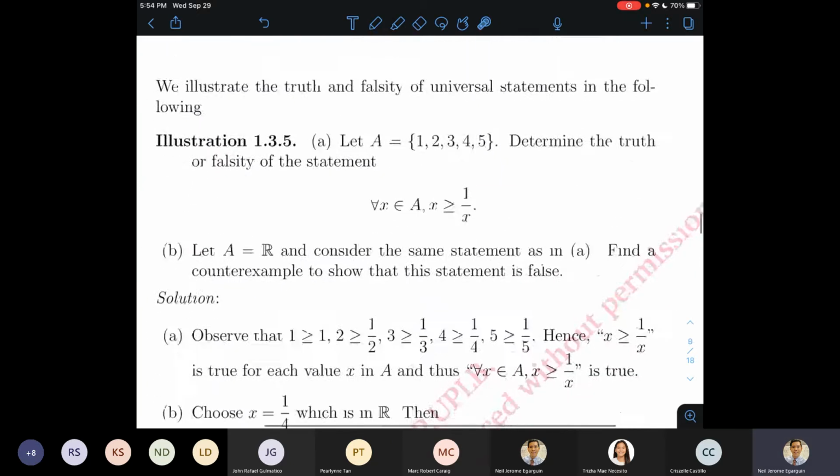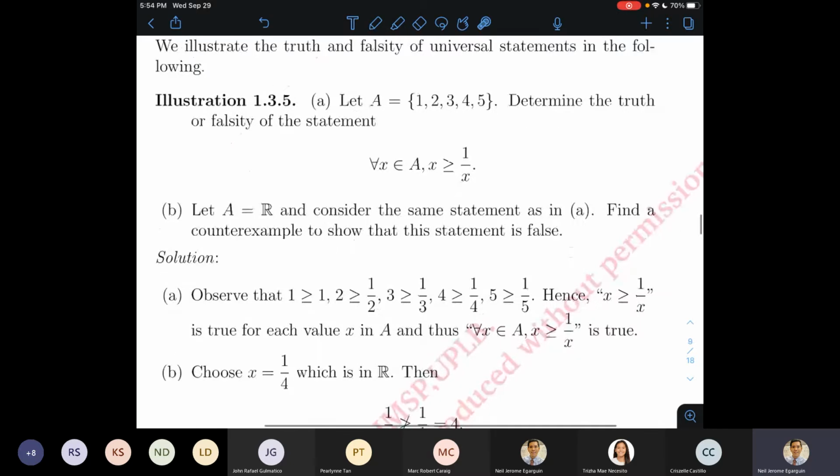Now, let's see some examples. So illustration 5. The domain here is specifically stated to be the set {1, 2, 3, 4, 5}. Now, we are asked to check the truth value of this predicate. Universally quantified siya. So because we are claiming that for all x in A, x is greater than or equal to 1 over x. So if we want to check, well, plug in these values for x.